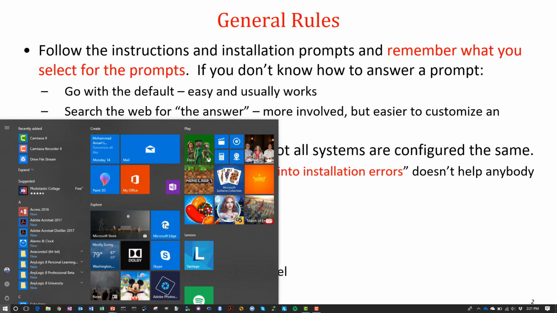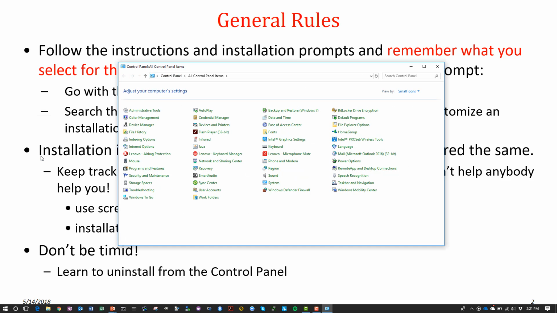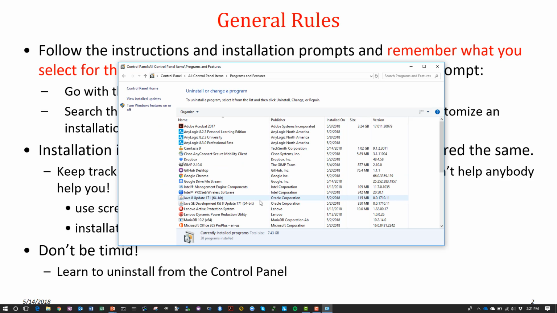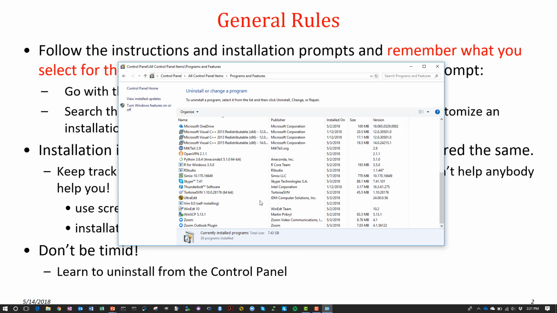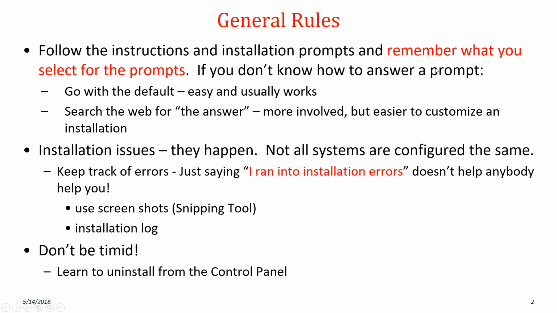So if you just type search and go to control panel, pull up your control panel, there is an option for programs and features, and if you're not familiar with this, you should definitely have a look. This is the basic tool that you would use to uninstall packages if you want to, say, start over, or if you want to change an installation.